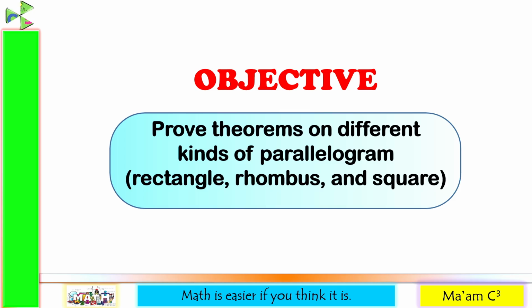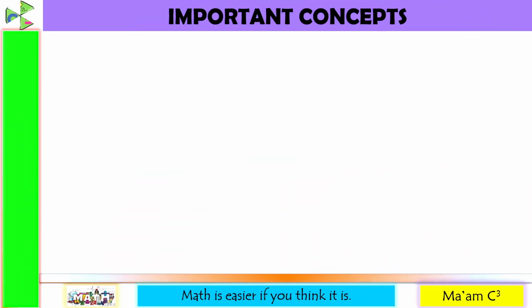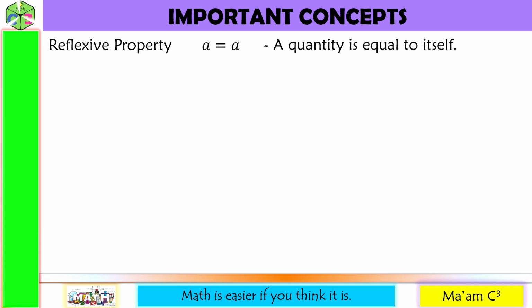Our objective in this lesson is to prove theorems on different kinds of parallelogram. In particular, we're going to prove theorems on rectangle, rhombus, and square. In proving, it is necessary to recall important concepts, such as the reflexive property. In symbols, this is A is equal to A. It means a quantity is equal to itself.